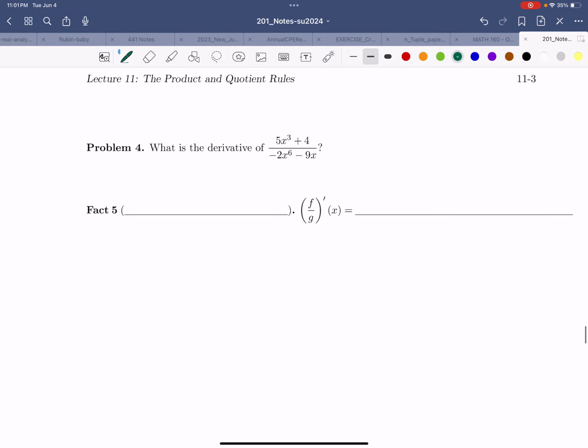The next question is, well, what if you have something like this? You can't write that as a product, right? You could write it as the denominator to the negative 1, but then that requires something called the chain rule. So here's another thing we have to know. This is the quotient rule.